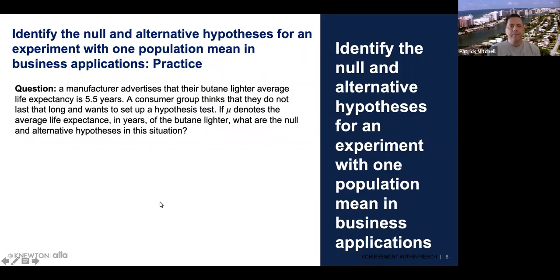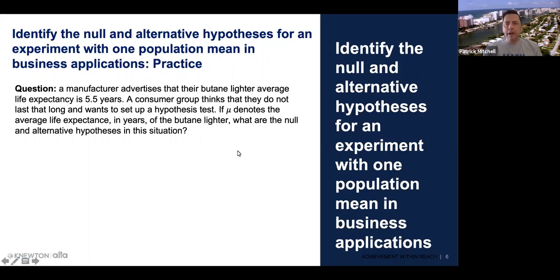So here's an example. A manufacturer advertises that their butane lighter average life expectancy is 5.5 years. A consumer group thinks that they do not last that long and wants to set up a hypothesis test. If mu denotes the average life expectancy in years of the butane lighter, what are the null and alternative hypotheses in this situation? So I recommend that you think about your alternative hypothesis first.